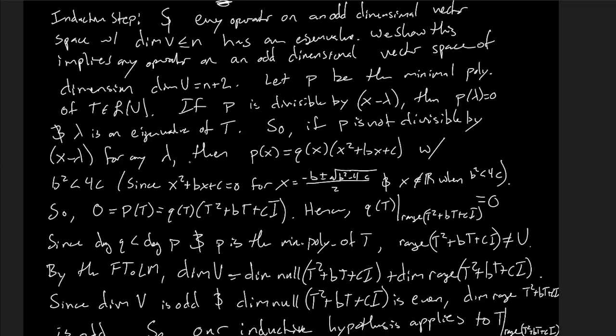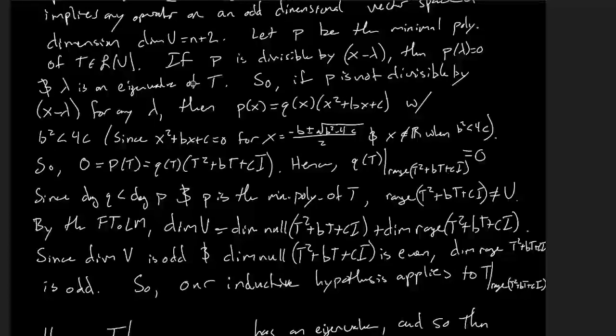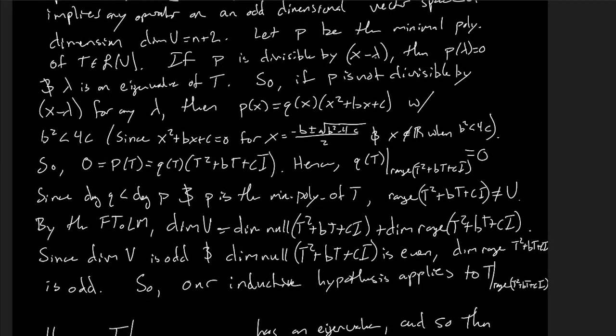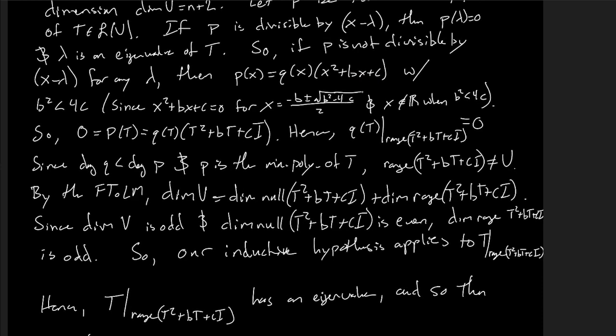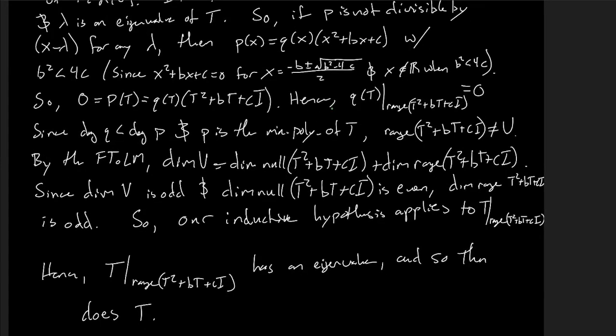We suppose it holds true for all vector spaces of a smaller dimension. Sweet. Now we take the dimension of v to be the next larger one, and assume it's odd, of course. Now if p is divisible by a linear term, just x minus lambda, then we get an eigenvalue. If it's not divisible, then there's some quadratic that doesn't factor any further. This only happens when we're in the situation that was like the lemma we just proved. So we can say that the null space of t squared plus bt plus ci is even.